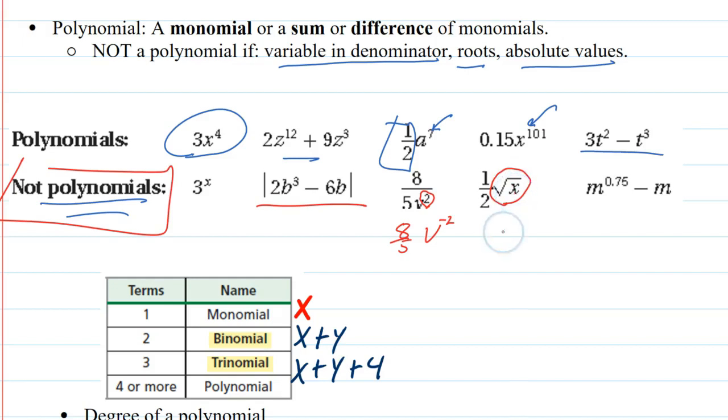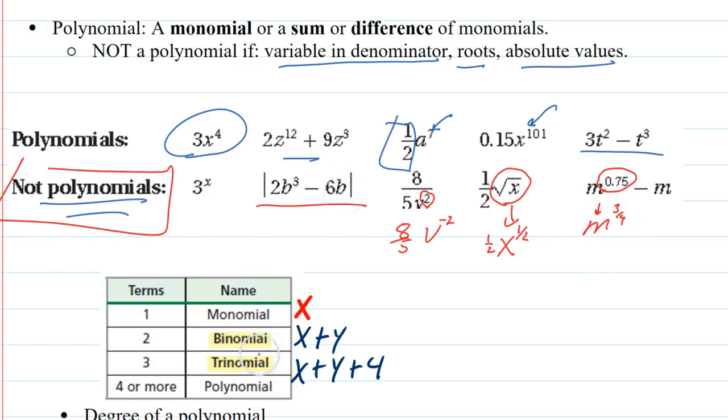And in addition to the roots, you could say, well, that is the same thing as x to the power of 1/2. Remember, your fractional exponents are the same as roots. So any fractional exponent would be not a polynomial. And here again, I have a decimal as an exponent, which can be rewritten as 3/4 for a fractional exponent. So anything with a fractional exponent or a root or an absolute value is not a polynomial.